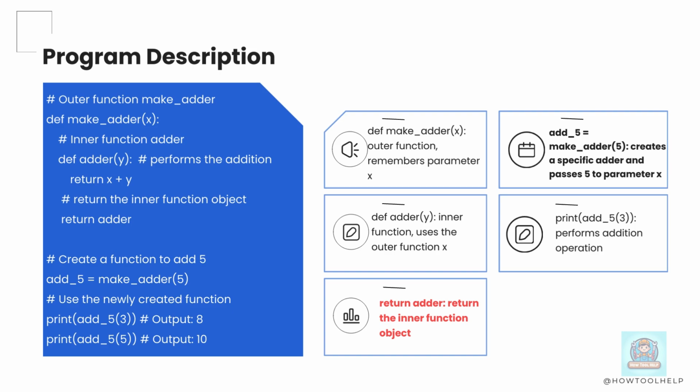Code explanation. 1. We define an outer function make_adder that takes a parameter x. 2. Inside make_adder, we define an inner function adder that takes another parameter y and returns the result of x plus y. 3. The outer function returns the inner function object adder. 4. When we call make_adder(5), it creates a specialized function that adds 5 to any given number. We assign this function to the variable add_5. 5. Using add_5, we compute 5 plus 3 and 5 plus 5.